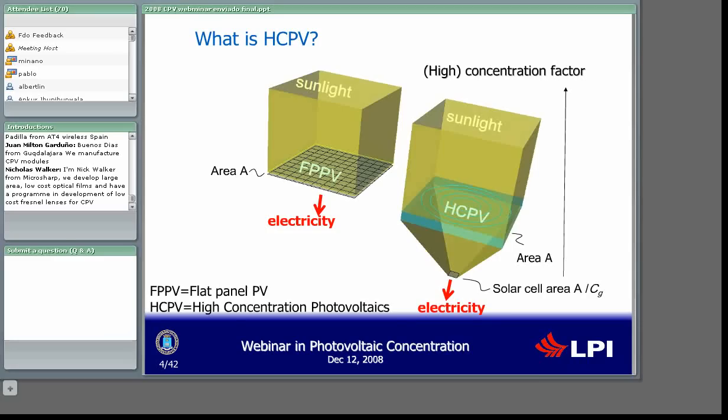On the left we see a flat panel conventional PV module, while on the right we see a concentration PV module in which an element, which is the optical concentrator, takes the sunlight and concentrates it onto a smaller solar cell area, which could be the high efficiency solar cell.